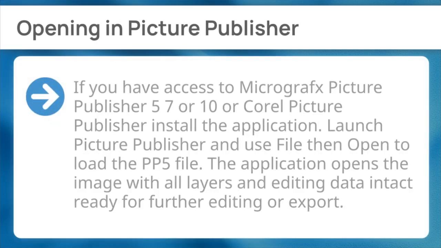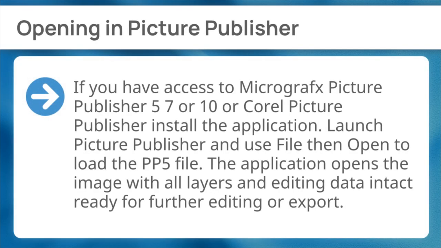First, opening in Picture Publisher. If you have access to Micrografx Picture Publisher 5, 7, or 10, or Corel Picture Publisher, install the application. Launch Picture Publisher and use File then Open to load the PP5 file. The application opens the image with all layers and editing data intact, ready for further editing or export.